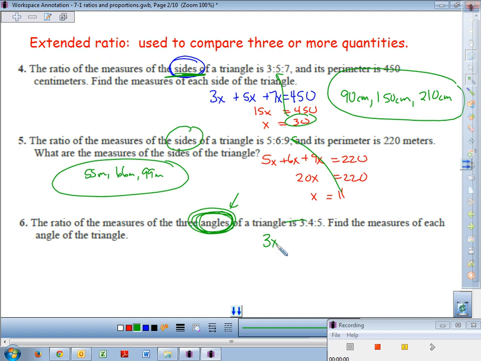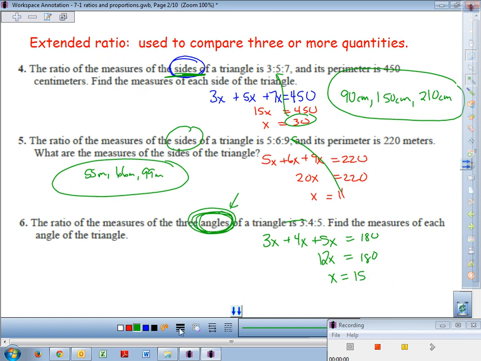So we'll throw an x next to every number in the ratio, and they should all add up to equal 180, since this is the angles of the triangle. So we'll add them up and get 12 x's equals 180, and then divide both sides by 12, and x equals 15.